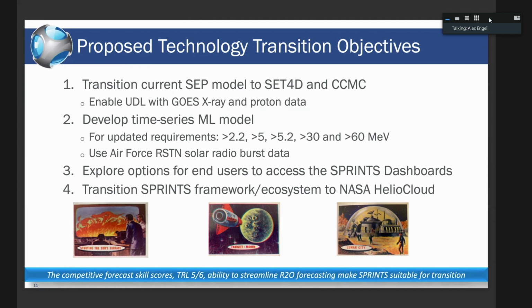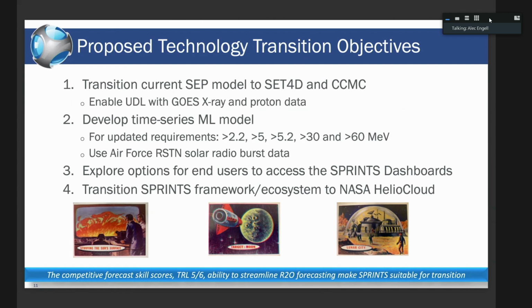It's another model that's slightly more robust than what I showed you here. And then we really want to develop a time series machine learning model. There are other specific requirements that we've seen from the DoD to do some of this information. And we want to explore options for end users to access the Sprints dashboard.